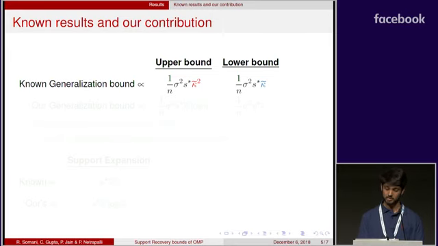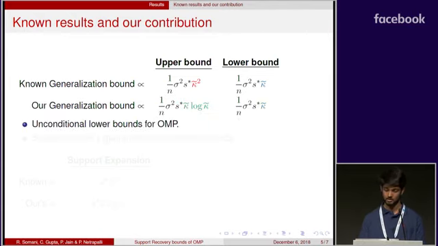The known bounds for sparse regression algorithms had a large gap in their upper and lower bounds for the generalization error. The known upper bounds were proportional to the square of the condition number, whereas the known lower bound held conditionally for polynomial time algorithms and was proportional to the condition number. In this work, we show that the generalization error bound for OMP is in fact kappa tilde log kappa tilde, and we show an unconditional lower bound for OMP.